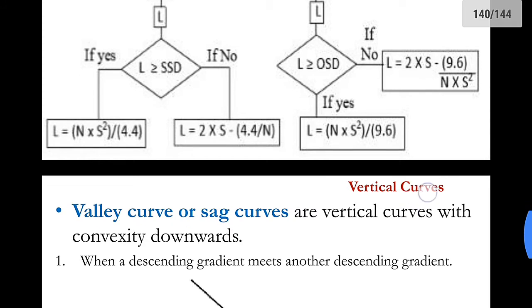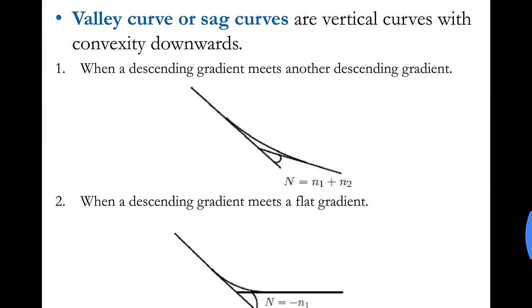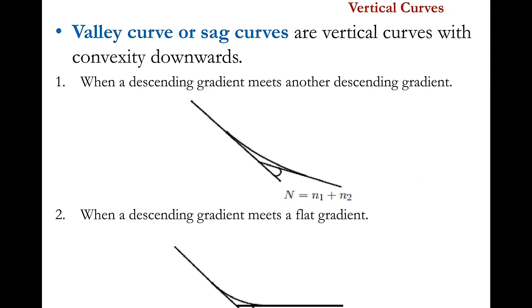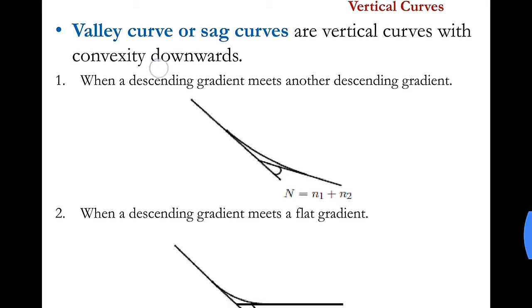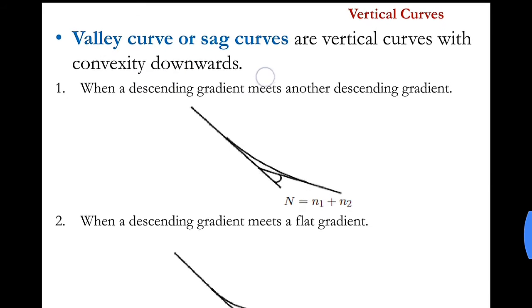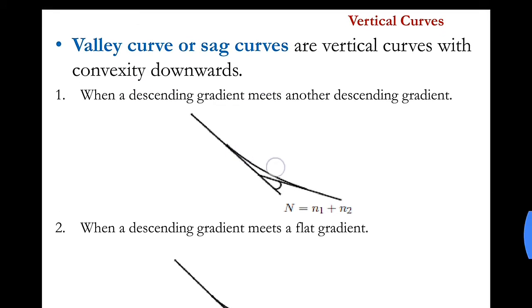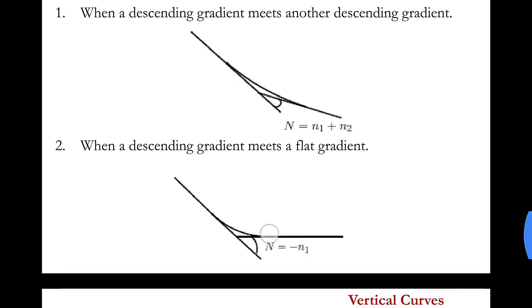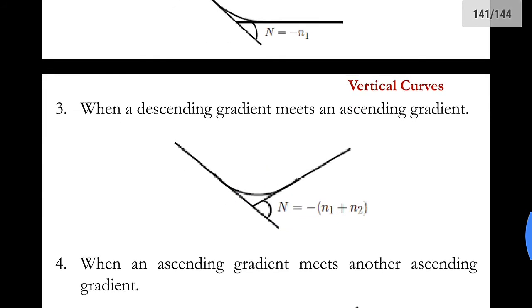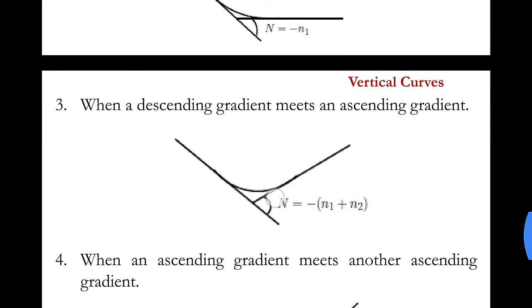Now the second type of curve is the valley curve. Valley curves are also known as sag curves, since these vertical curves have their convexity downwards. Okay, now these curves have their convexity downwards, you can see here, or their concavity upwards and convexity downwards.